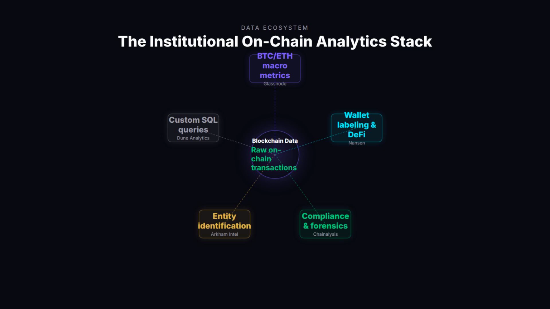Nansen specializes in wallet labeling and DeFi analytics, having tagged hundreds of thousands of wallets with entity identities ranging from exchanges and market makers to specific hedge funds and venture capital firms. The ability to track smart money wallet activity in near real time provides genuine information edge for institutions participating in DeFi, token launches, and on-chain market making.